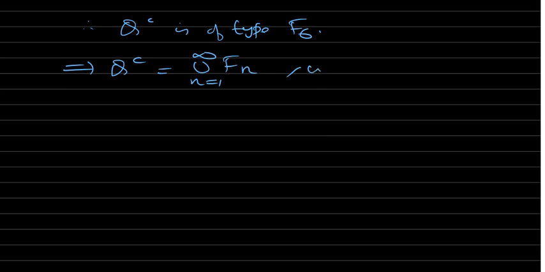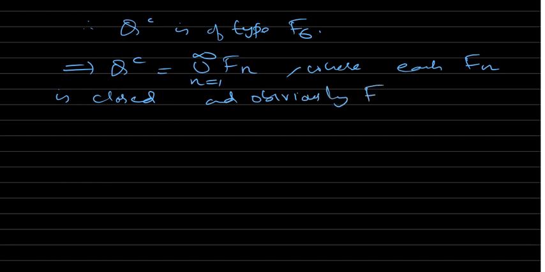Where each Fn is closed, and obviously each Fn is a subset of Q complement for all n greater or equal to 1, because Q complement is the union of Fn's. So each Fn contains only irrational points. This is very important. Each Fn contains only irrational points.